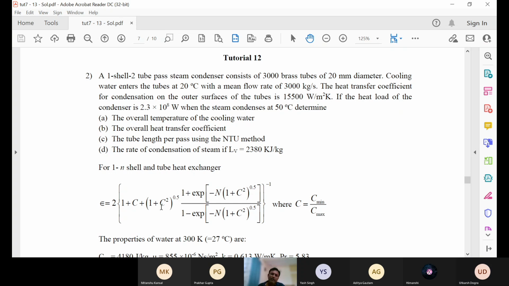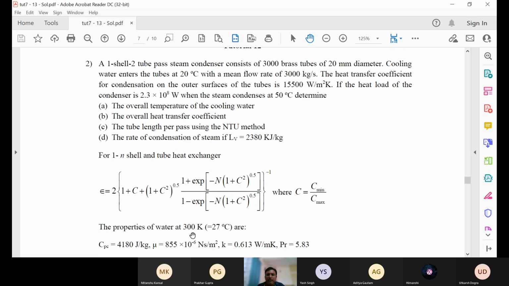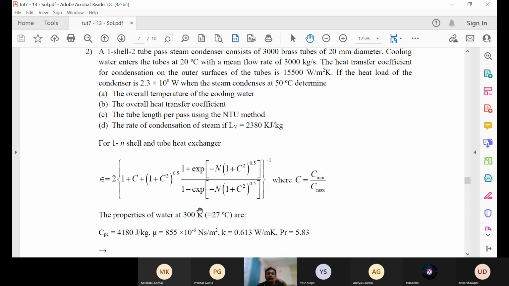Yes, sir. Okay. Now properties of the water are also given at 300 Kelvin, that is 273 plus 27, so at 27 degrees Celsius the properties of the water are given as this. Okay. CPC is 4180, mu is 855 into 10 raised to power minus 6 Newton second per meter square. Thermal conductivity is given as 0.613 and Prandtl number is given.